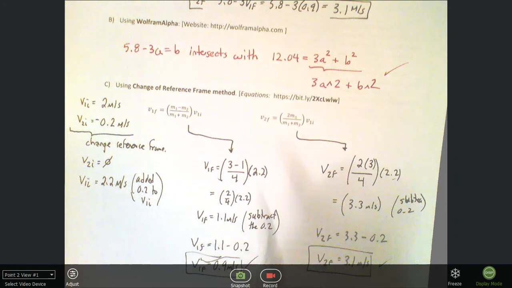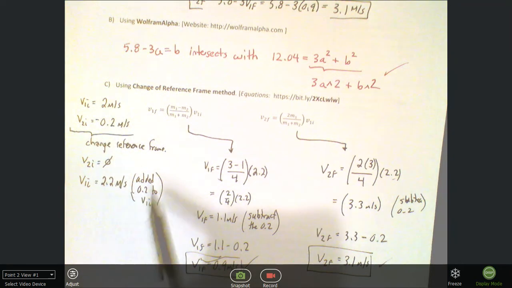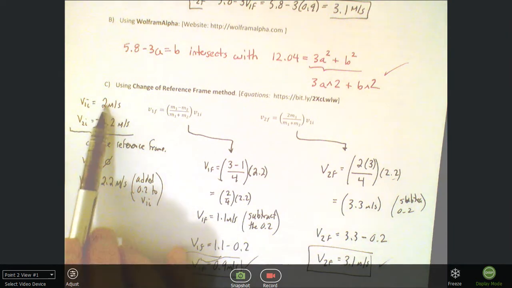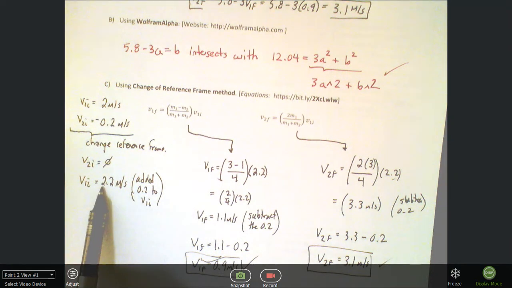The third method is the change of reference method. And in the change of reference method, you are going to look at the situation. You are going to either add or subtract the initial value and then do the opposite to get it back to the frame of reference. So if these were both moving in the same direction, you would subtract to get the relative motion. And then here you would add. Okay? Let's try all 3.